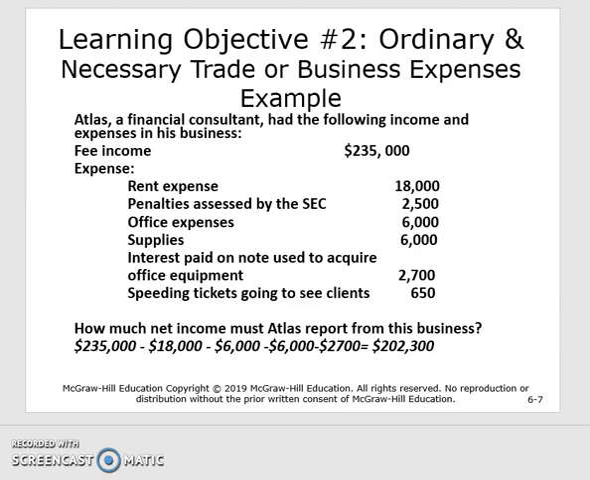So which of these expenses would be considered proper business expenses? Well, we know we can claim his rent. We're not going to be able to claim his penalty. The office expenses would be considered claimable. Office supplies are allowable, and interest paid is allowable, but the speeding ticket is not going to be allowed. So his net income from his business is going to be his fee income minus rent, minus his office supplies, his office expenses, and his interest on the note. So his net income would total $202,300.